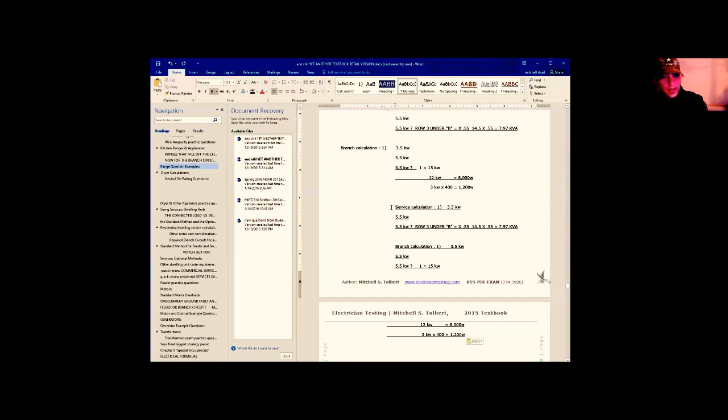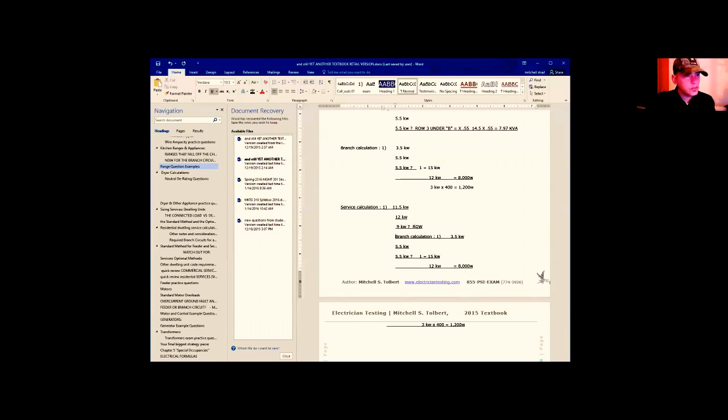All right. So we'll call this one an 11.5 kW cooktop. We'll call this one a 12 kW, and we'll call this one a 9 kW. I'm going to erase this stuff here so you don't have to worry about that getting in your way. And as a branch calculation, I'm going to give you the same ranges, but we're going to make this a branch instead of service. Make that an 11.5 cooktop.